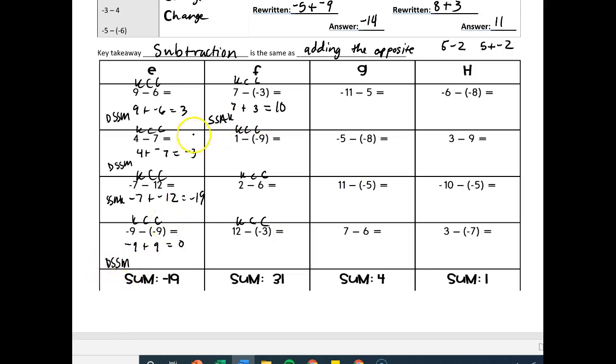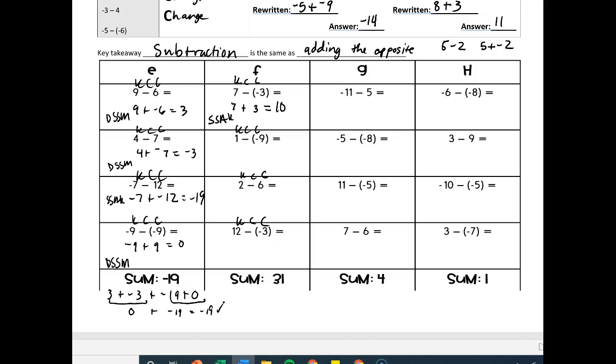Now if you add your sums together, you'll know if you got the right answer if they all add up to the sum of negative 19. So let's try that out. 3 and negative 3, that's 0, plus negative 19 and 0, that's negative 19. So 0 plus negative 19 is negative 19. You know you have the right answer.